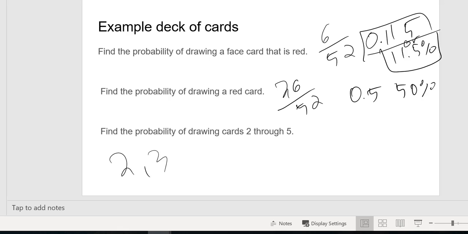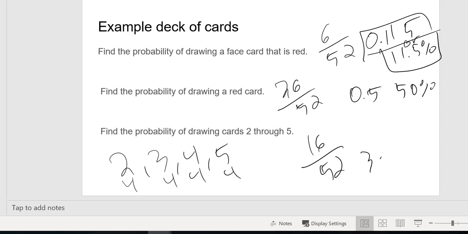So 2, 3, 4, 5. Each one of them has 4 cards. So that's 16 over 52. So 30.769, which is 30.8%. Actually, that would be 8. You rounded it.